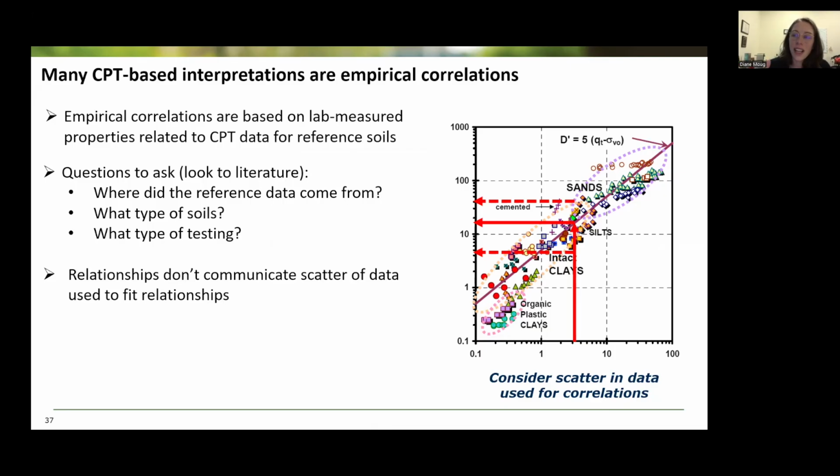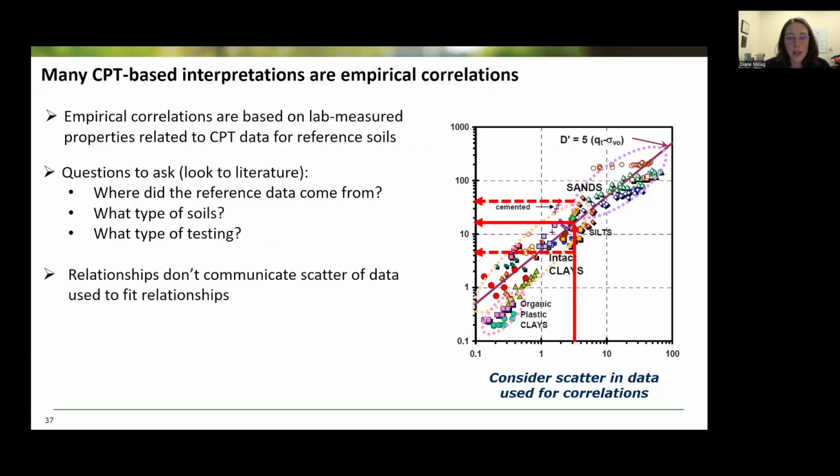And when you're looking at this, you're asking yourself as well, how does the soil from my project and my site fit into this correlation? Is it similar to it and therefore can be reliably used? Or do I have soil that deviates from the reference data and therefore I cannot reliably use this correlation?